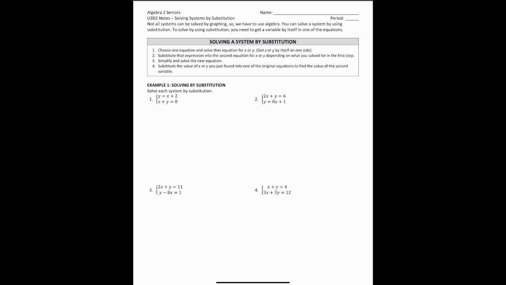To solve by using substitution, you need to get a variable by itself in one of the equations. So here are the steps to solving a system by substitution. We're going to have a system where you need to choose one equation and solve that equation for x or y. This is going to be step number 1. Step number 2 is you substitute that expression into the second equation for x or y, depending on what you solve for in the first step. Step 3, simplify and solve the new equation. And number 4, substitute the value of x or y you just found into one of the original equations to find the value of the second variable. So our goal here when we are solving systems is to find the x and the y value.